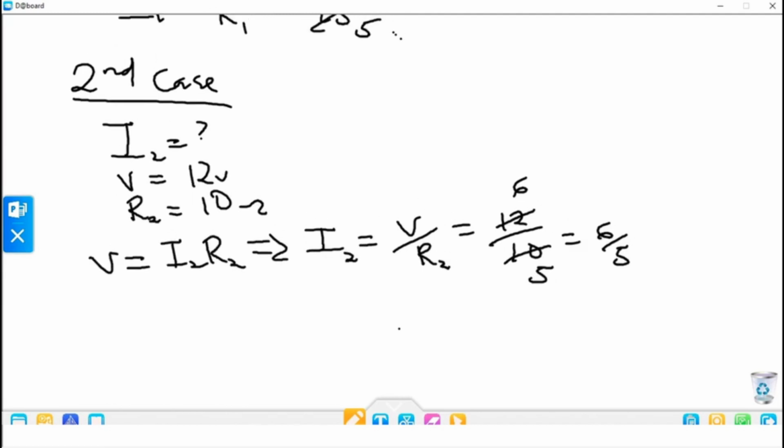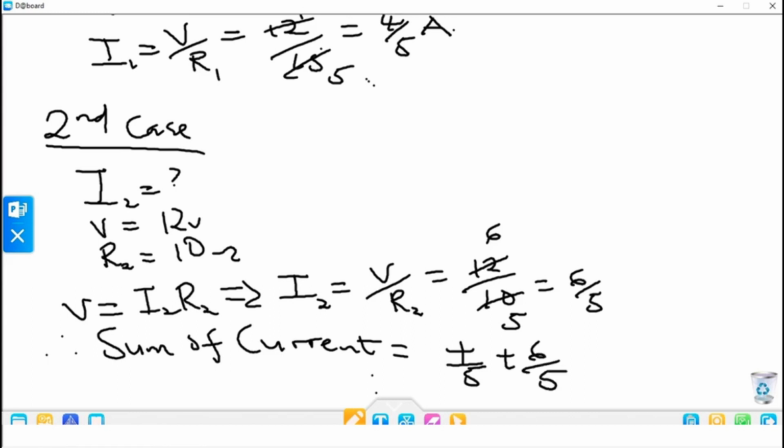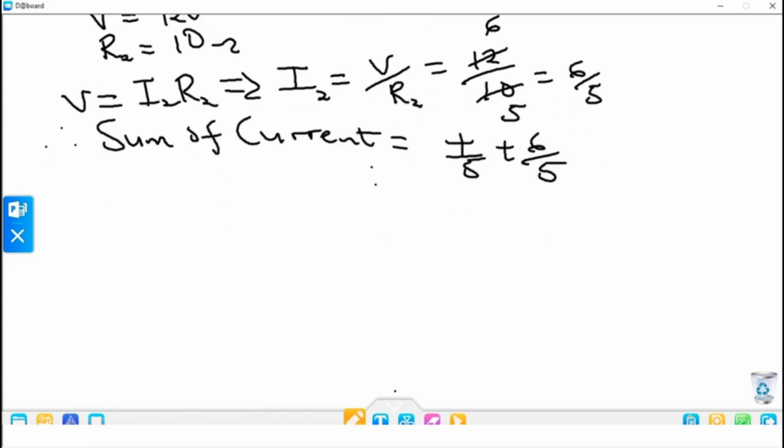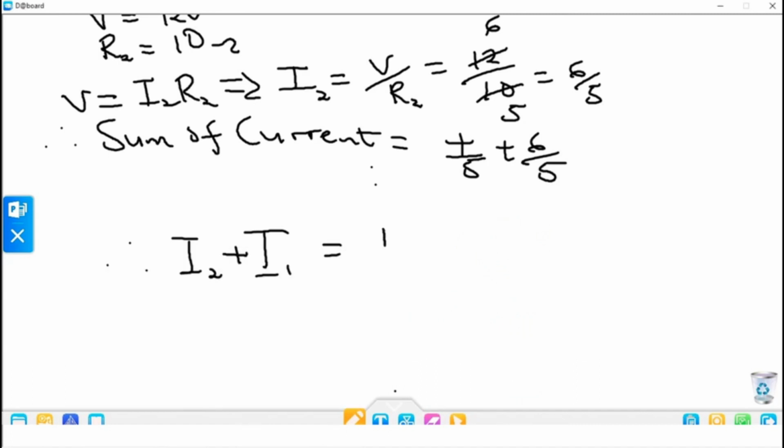We have to find the sum. In finding the sum, this is what we're going to have. Therefore, our sum of currents will be equal to 4 over 5 plus 6 all over 5. When you add, you see that they have the same denominator. So the LCM is 5, and this becomes 10. So therefore, I1 plus I2 will give us 10 over 5. And 10 over 5, when divided, will give us 2. So this is equal to 2 amperes. So this is the sum of the two currents, I1 and I2.